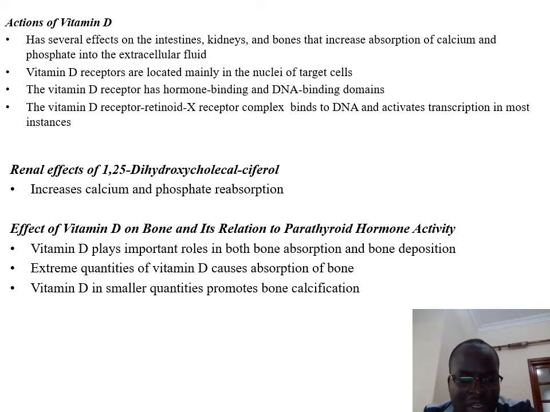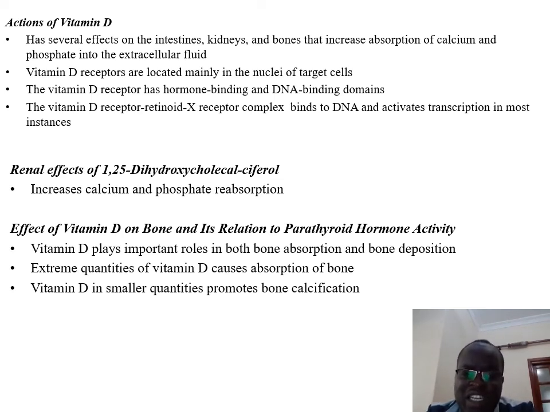What are the effects of vitamin D on bone and its relation to parathyroid hormone activity? Vitamin D plays important roles in both bone resorption and bone deposition. Extreme quantities of vitamin D cause bone resorption. The digestion of the bone is mainly activated by excessive quantities of vitamin D. So if you have a lot of the active form of vitamin D, that will result in bone resorption, so that you mobilize calcium and phosphates from the bone.